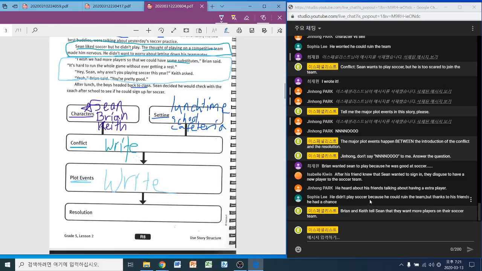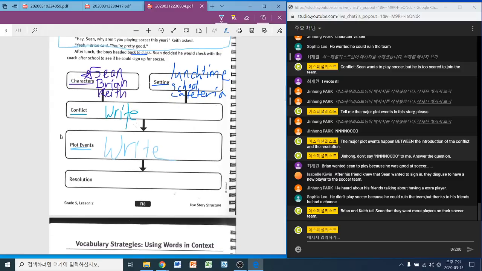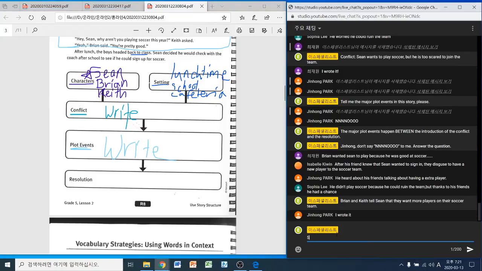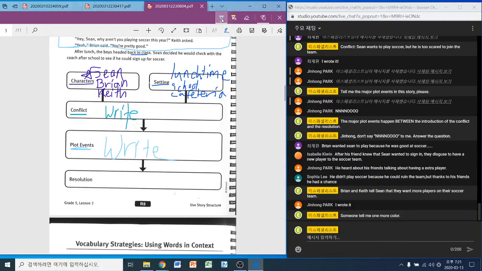Okay, then after you wrote that down for plot events, we are going to move on to this last part, the resolution. Okay, now let's have you guys tell me first. Oh, I need the last color. I need one more color. Someone tell me one more color. Who's it gonna be? Who chooses our last color for today?